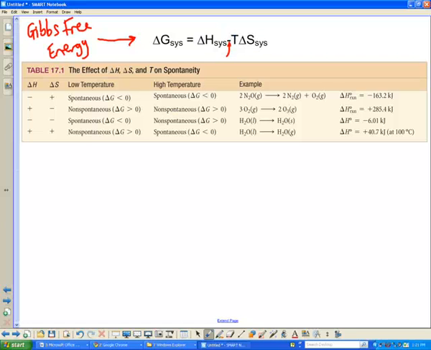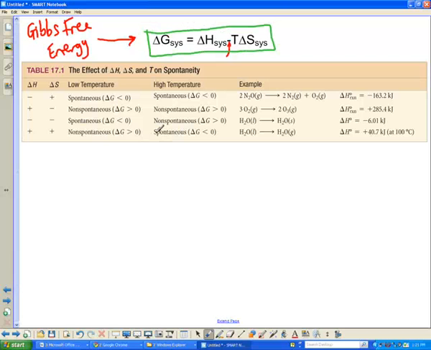So this is an important formula right here. This is extremely important, and there are some things that I want to just go through with you, because this reaction, or this equation here, will allow us to tell by looking at some numbers whether the reaction is going to be spontaneous or not.